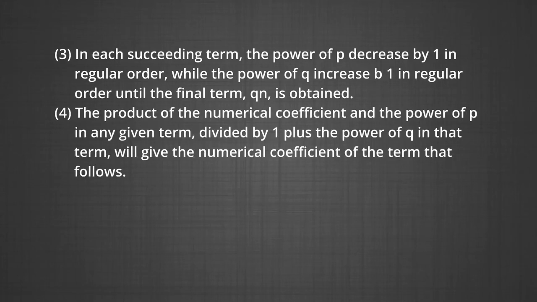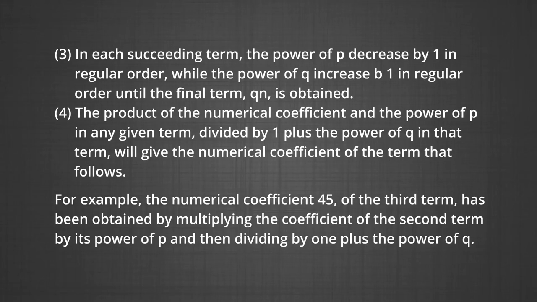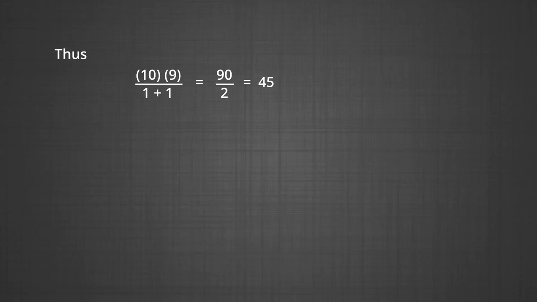The product of the numerical coefficient and the power of p in any given term, divided by 1 plus the power of q in that term, will give the numerical coefficient of the term that follows. For example, the numerical coefficient 45 of the third term has been obtained by multiplying the coefficient of the second term by its power of p and then dividing by 1 plus the power of q. Like this, 10 times 9 upon 1 plus 1 is equal to 90 upon 2, which is equal to 45.